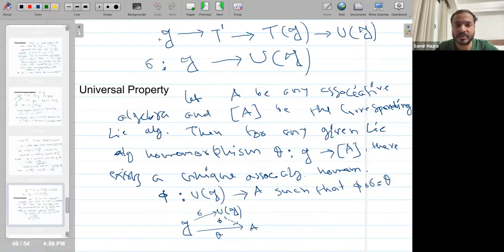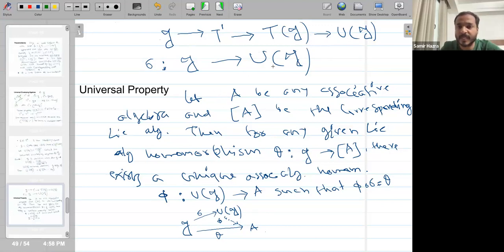Well, so we had G, and then T1 was also G, so we have the obvious map. And T1 is a direct summand of TG, so because T1 is a direct summand of TG, we have again an inclusion map. And then from TG to UG there is a map, the quotient map, right? Because UG is a quotient of TG. And so from G to UG you get a map, you call it sigma, from G to UG. Okay, and then this associative, so okay, we don't have time.